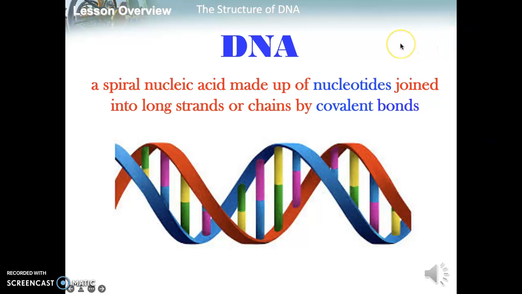DNA is a spiral nucleic acid, one of our 4 organic molecules. Its building blocks are called nucleotides, and these nucleotides are held together by different types of covalent bonds. Okay, so again, the building blocks of DNA are called nucleotides and are held together by covalent bonds. The reason it spirals up is the covalent bonds are rather weak, and the spiraling shape helps it to maintain its shape.